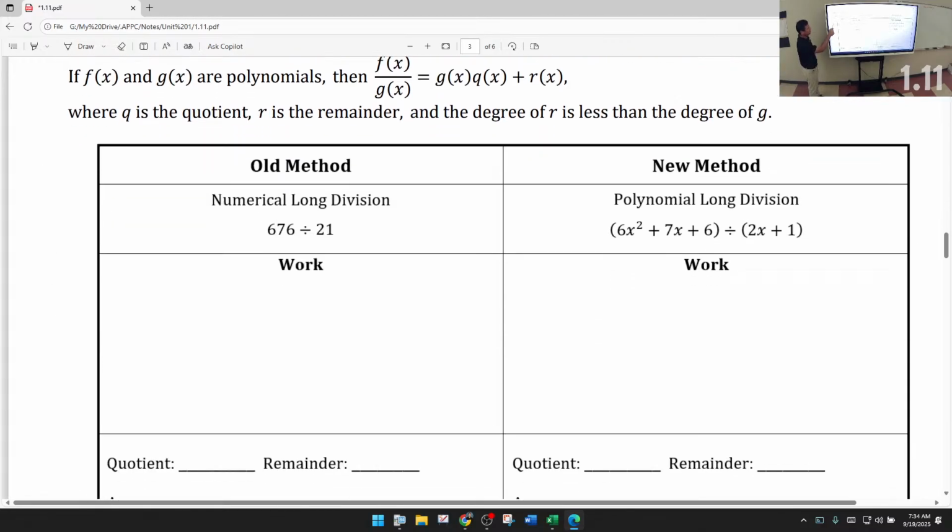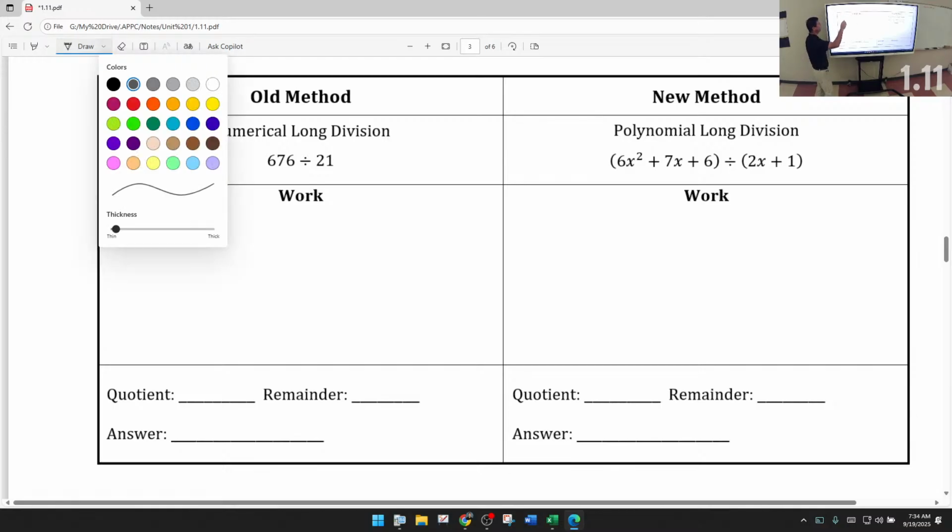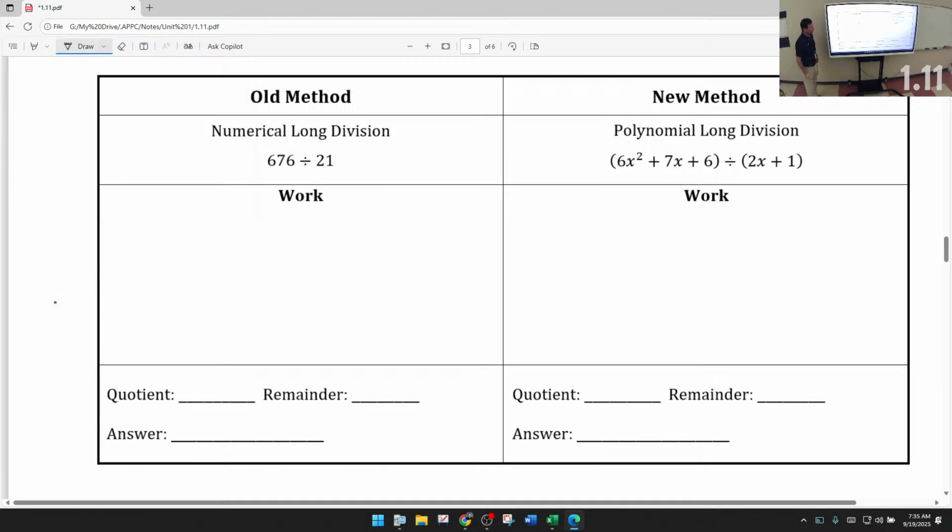So long division, guys, let's just go through this because this is what you did sometime around 3rd grade, maybe 2nd grade. I don't know when they do it anymore. All right. So in the old method, it says 676 divided by 21. And when you're dividing, this is the same way you're going to divide polynomials, exactly like this.